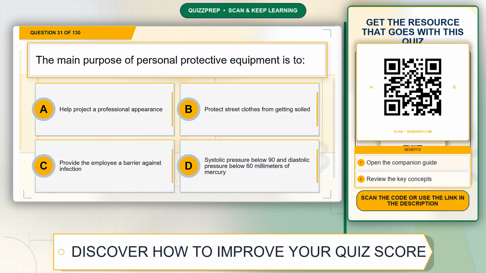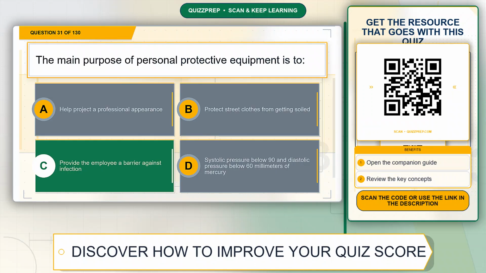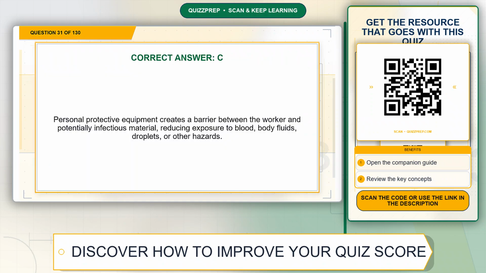Question 31. The main purpose of personal protective equipment is to: Option A, help project a professional appearance. Option B, protect street clothes from getting soiled. Option C, provide the employee a barrier against infection. Option D, systolic pressure below 90 and diastolic pressure below 60 mm of mercury. The correct answer is option C, provide the employee a barrier against infection. Explanation. Personal protective equipment creates a barrier between the worker and potentially infectious material, reducing exposure to blood, body fluids, droplets, or other hazards.